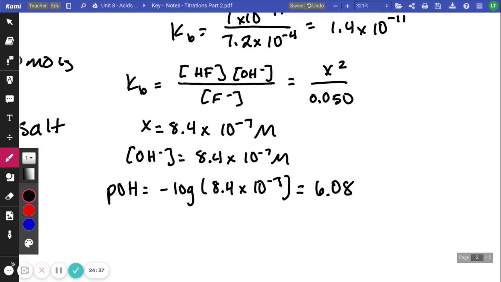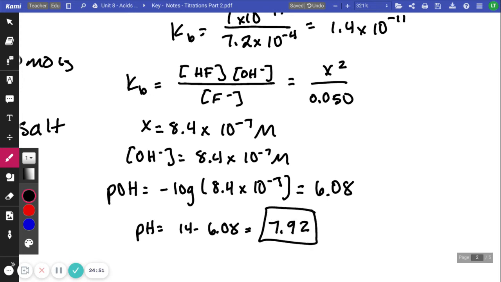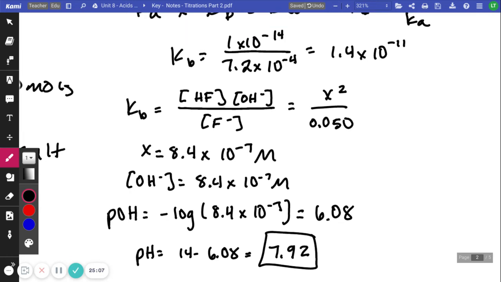The problem asked for pH, not pOH. So pH is equal to 14 minus our pOH, which is 6.08, which gives me a pH of 7.92. So that would be my pH of that problem, 7.92. So we can see that it is a basic solution because it has that weak base there, even though we're at the equivalence point here, where our hydrogen and our hydroxide concentrations should be equal. But because we have that basic salt present, our pH is going to be basic.